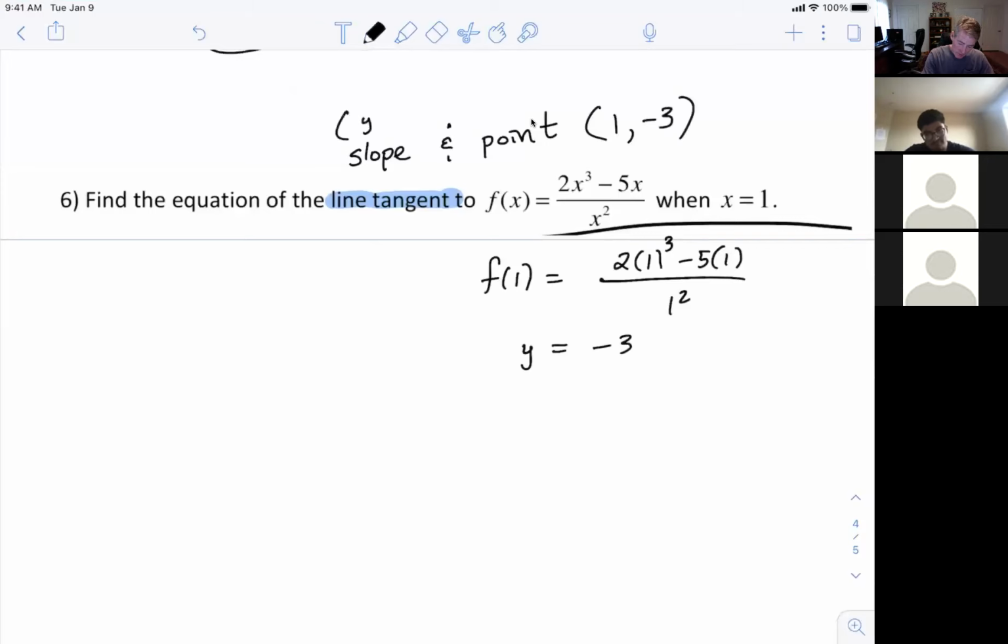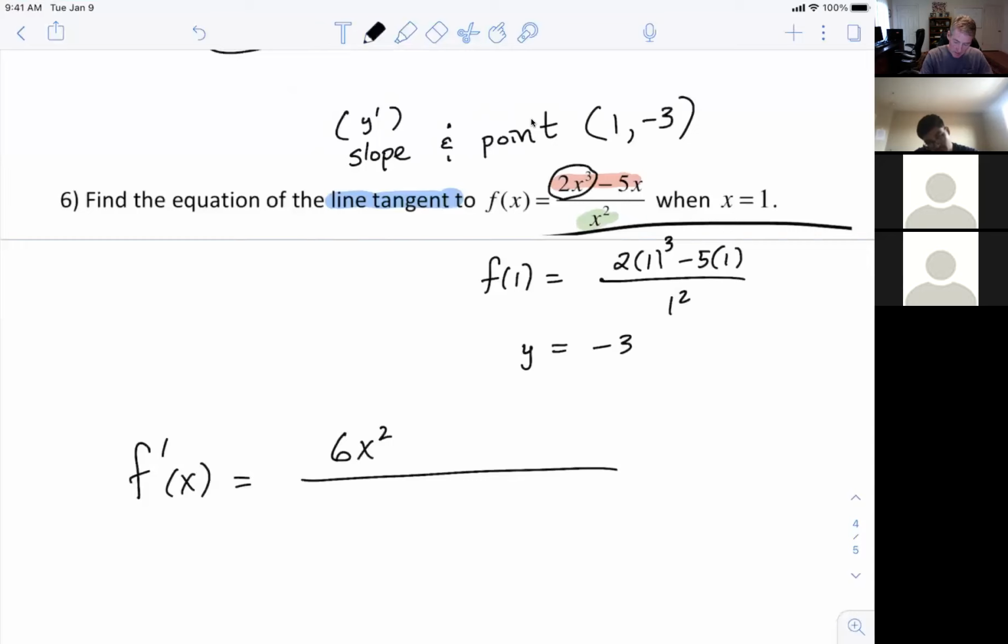And then in order to get the slope, that's going to come from the derivative. So this one has the top and the bottom. That means we need to use the quotient rule. And you always start on the top, the derivative of the top. So the derivative of 2x cubed, bring the 3 down in front, that's going to be 6x squared. And the derivative of negative 5x will just be negative 5.